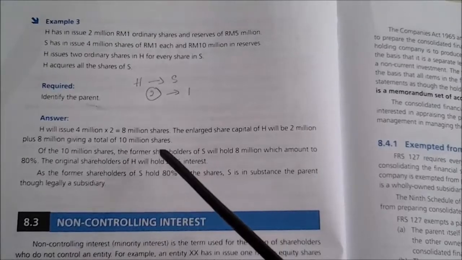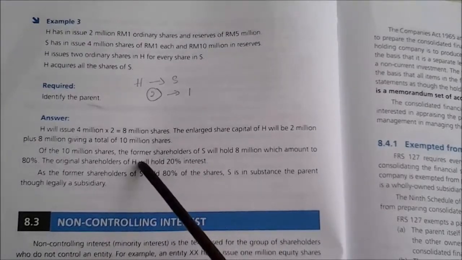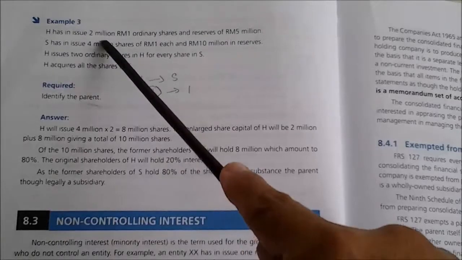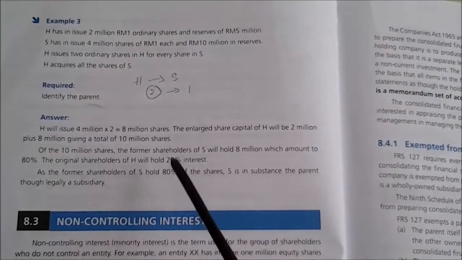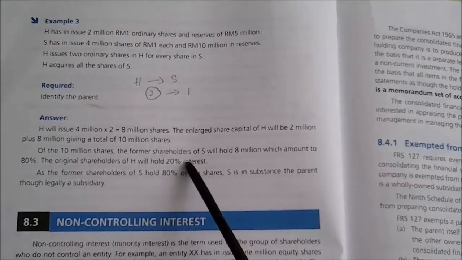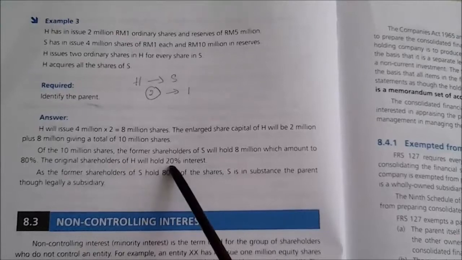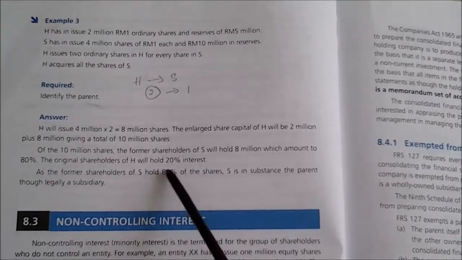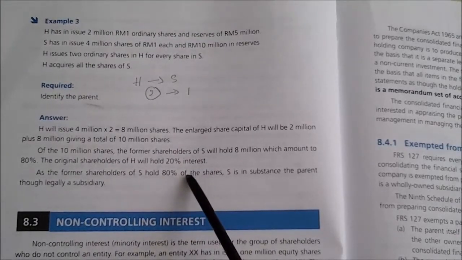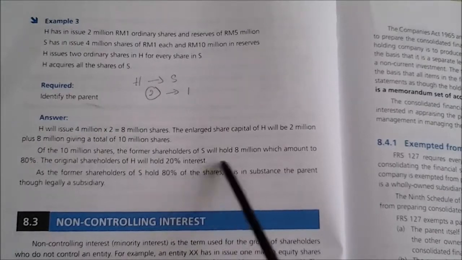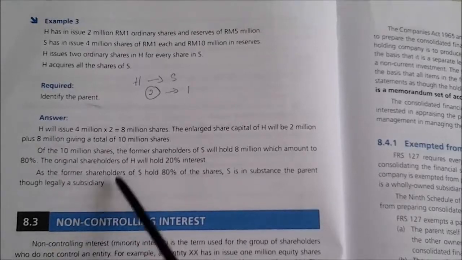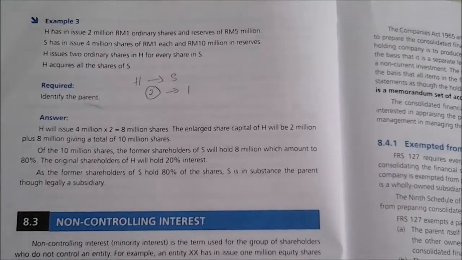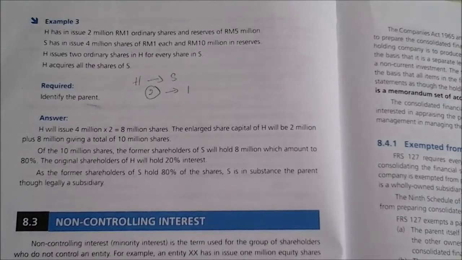How is that? Because H only holds now 2 million shares out of 10. So that means H only holds 20% interest in its own company, whereas S is holding 80% interest in H. So now S is in substance the parent, though legally a subsidiary. So this is called a reverse acquisition.